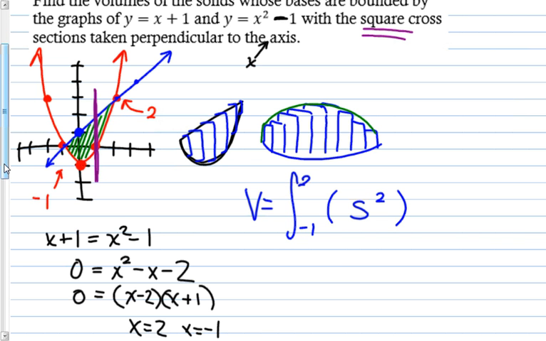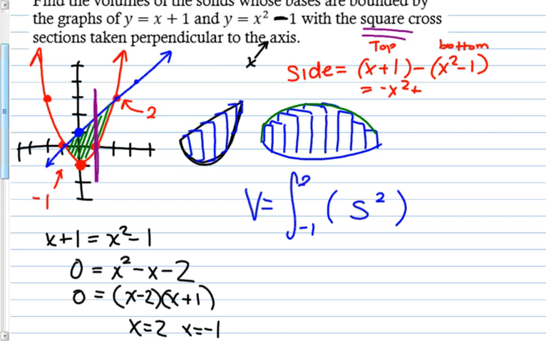I'm going to do it up here. The side of the square is equal to x plus 1 minus x squared minus 1. So the equation on top minus the one on bottom. That'll get me the length of the side of the square. Simplify that to make it a little easier to work with, and we get -x squared plus x plus 2. So now that is the equation that we're actually integrating.